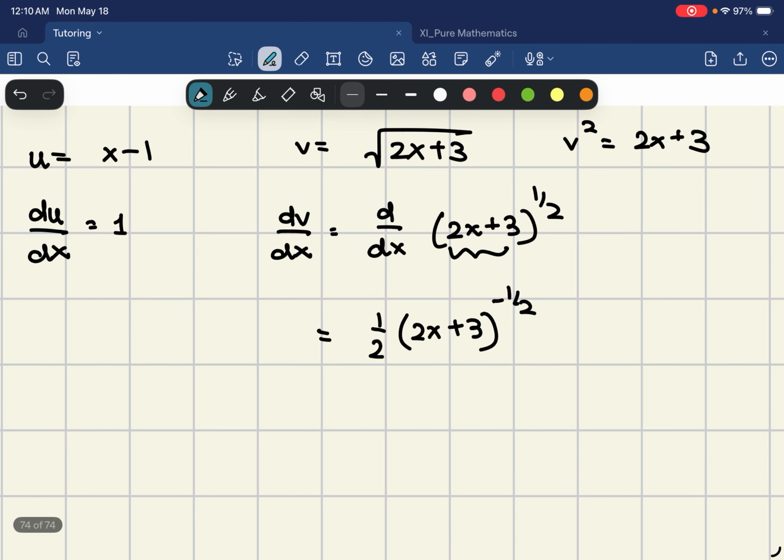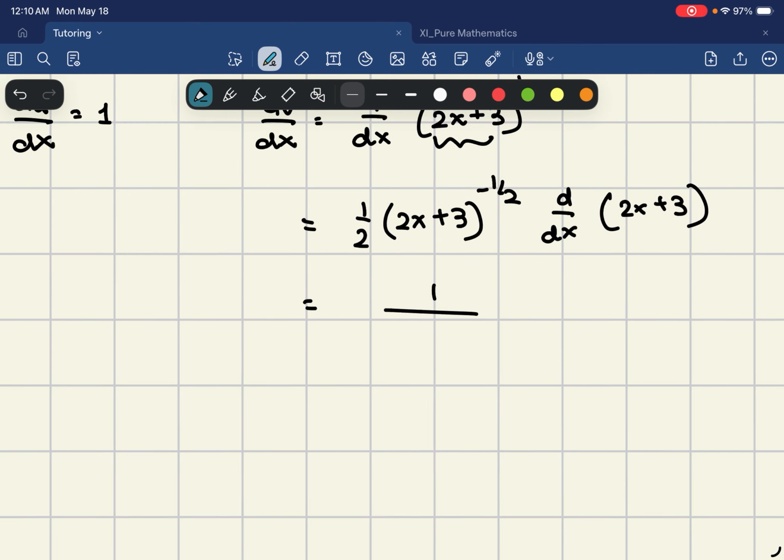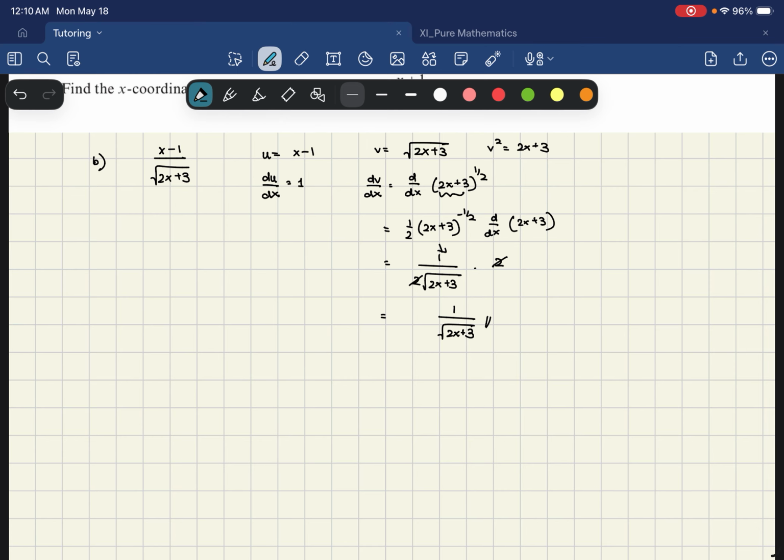But it is a function of x, so you have to differentiate 2x plus 3 again. And you get 1 over 2 square root of 2x plus 3 times, so this is what this simplifies to, right? If you think about it. And then here, if you differentiate 2x plus 3, you get 2. And these 2's are going to cancel out. So you have 1 over square root of 2x plus 3. That is your solution for dv by dx.